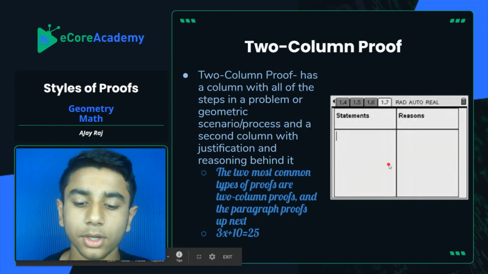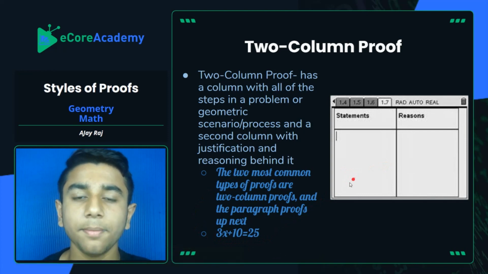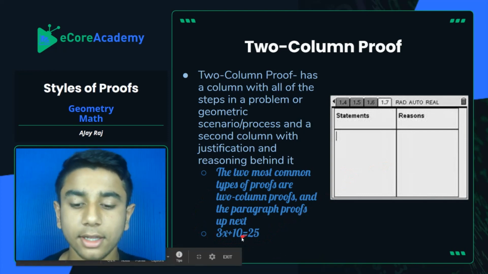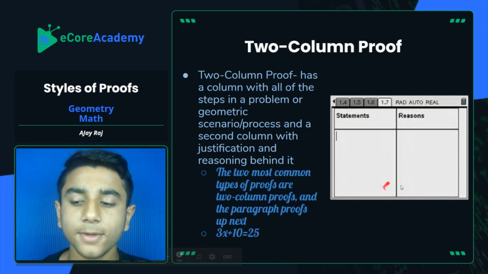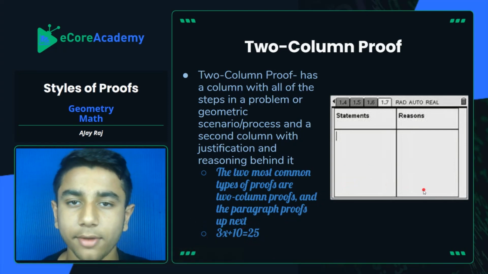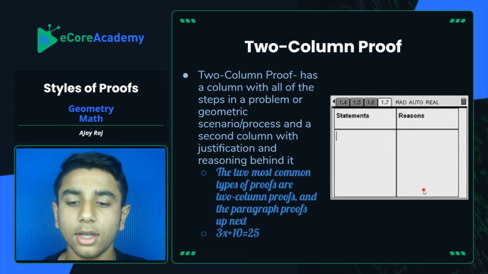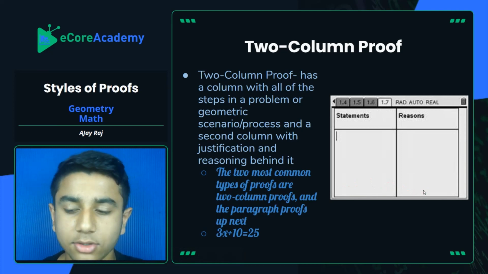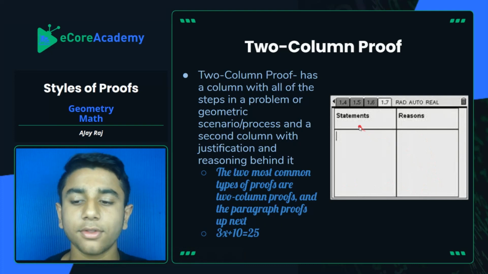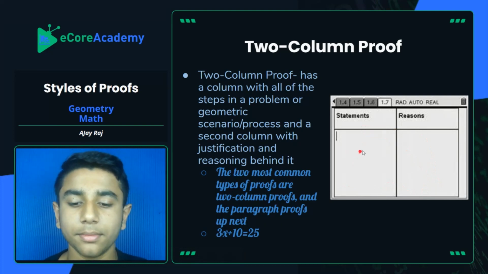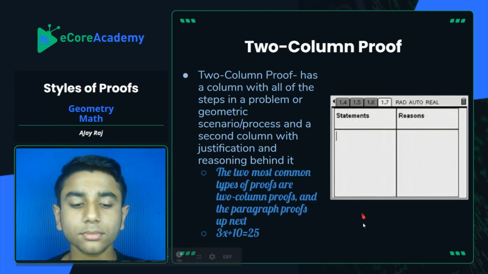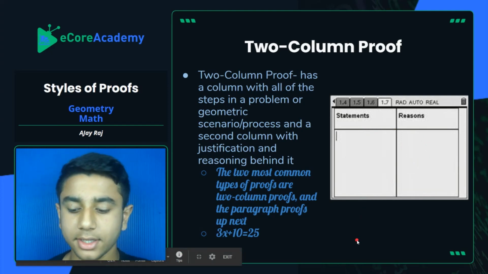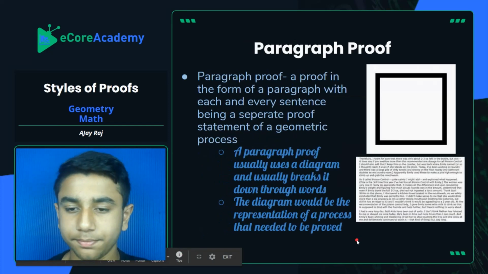And then finally, in order to find the value of x, we're going to have to isolate the variable entirely. We're going to do 3x equals 15. We're going to divide each side by 3 in order to isolate x and give the value of x to equal 5. And the reasoning for that would be the division property of equality, with the same exact reasoning behind that. So those are the three reasoning statements for the three computational processes. All right, let's move on to the next type of style of proof.